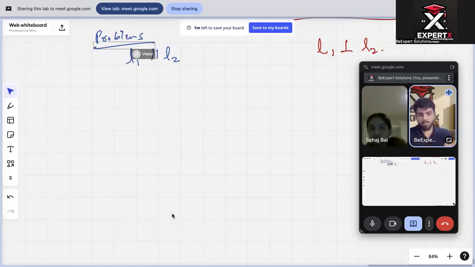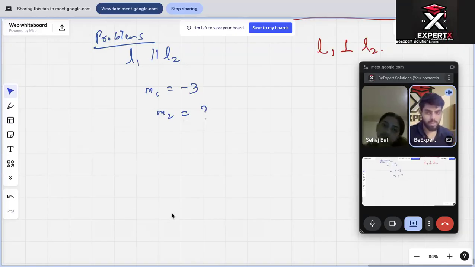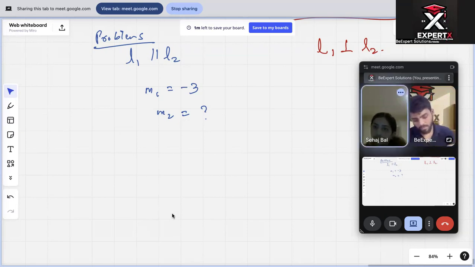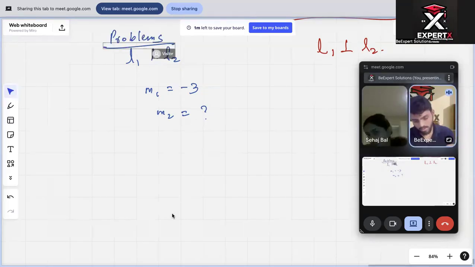The slope is given to you: M1 as minus 3, and you have to find out M2. How would you find out M2 here? Can you tell me? By M1. Yes, exactly, because in the case of parallel lines, the lines are basically parallel. So your M1 is equal to minus 3, and M2, you don't have it.